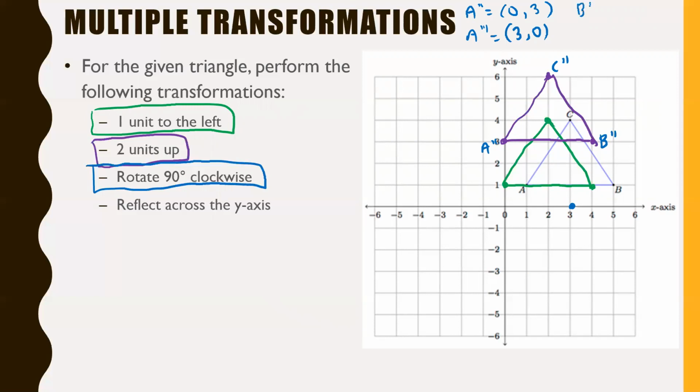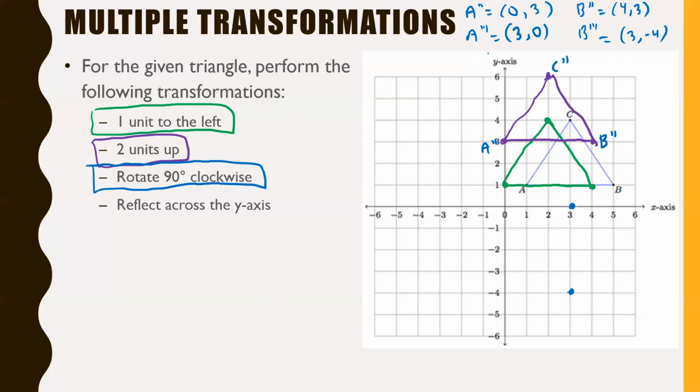Now, let's do B double prime. B double prime was (4, 3). Now, if we're going to do B triple prime, make your x negative, so that's going to be negative 4, and then swap your x and your y, so it'll be (3, -4). So (3, -4), that moves it down there.